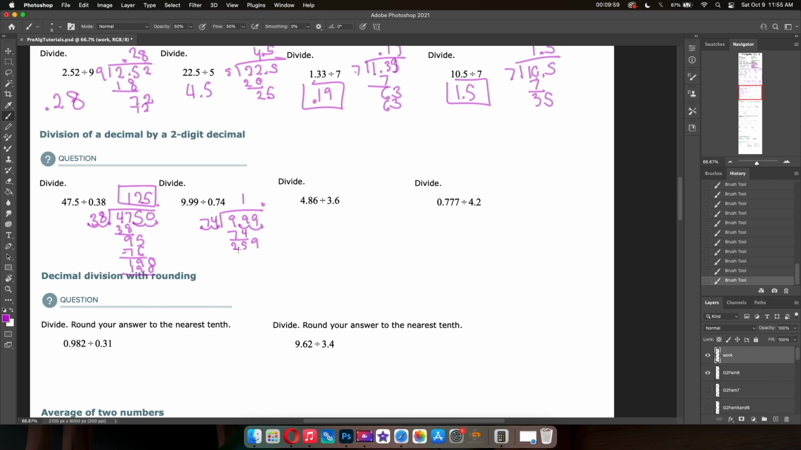7. I'm going to guess 3. Let's see if I'm right. 74 times 3 is going to be 21, 22, 222. Really? 222? Oh, that's cool. Subtract, and we're going to have 37, 0. And that definitely is going to be a 5, because 5 times 74 is going to be 370. And so my final answer is going to be 13.5.